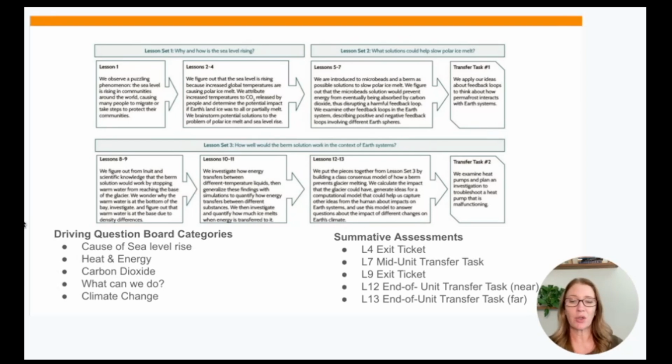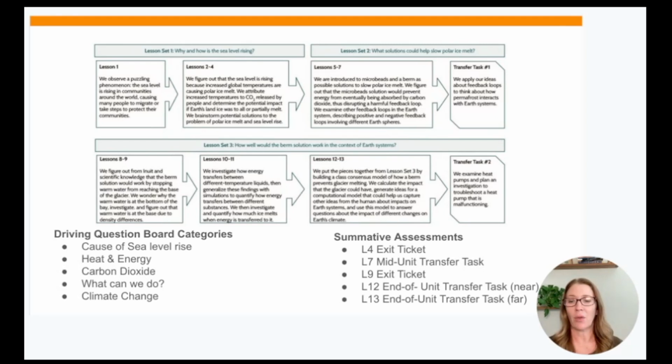Now, I like to provide 2 things for teachers. One of them is the categories for the driving question board. I'll talk a little bit more about this when we go through lesson 1, but teachers are often concerned and nervous that the questions students ask are not going to pertain to the unit, or are not going to drive the learning and drive to the lessons in this unit.